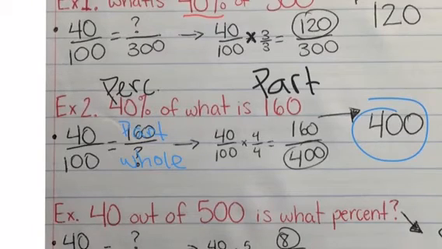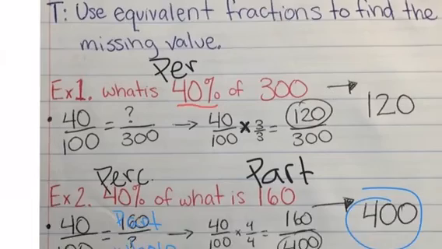Okay? So to recap, 40% of what whole is 160? 40 over 100 equals 160 over what? 40 times 4 is 160, so if we're using 4, we've got to use 4 on the bottom. 100 times 4 is 400. 400 is our whole. All right, now come up here.